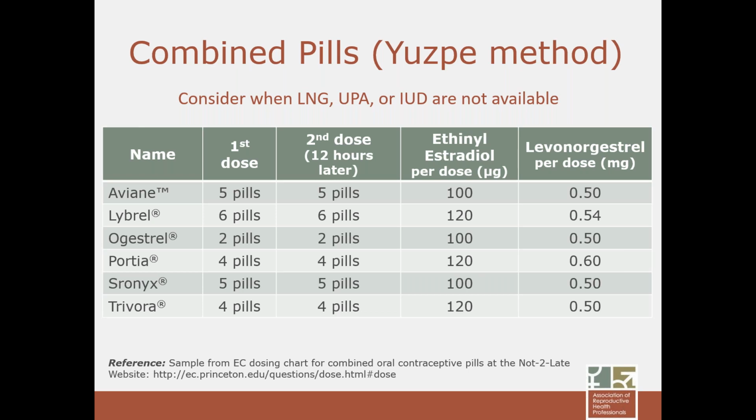The Yuzpe method has largely been replaced by the dedicated emergency contraceptive products, because dedicated products with levonorgestrel or UPA are more effective, cause fewer side effects, and are far more convenient because they're a single dose as opposed to having to take 2 doses. The use of the Yuzpe method should be considered only when other methods, including levonorgestrel, UPA, or the copper IUD, are not available.